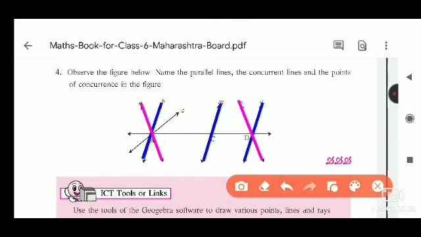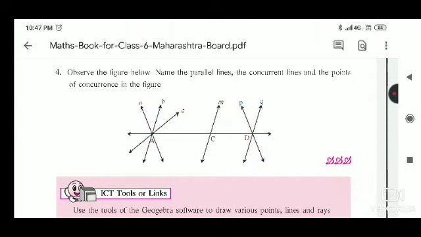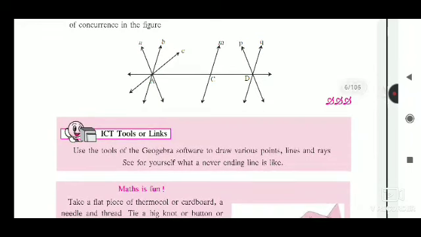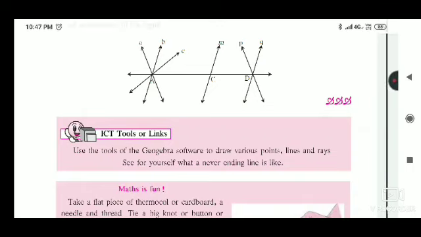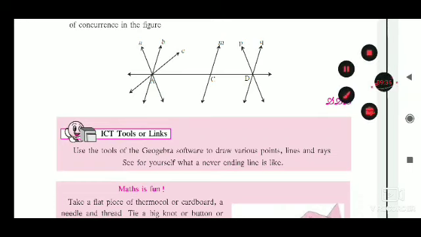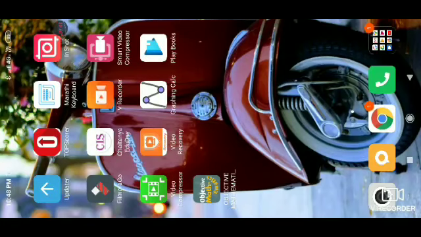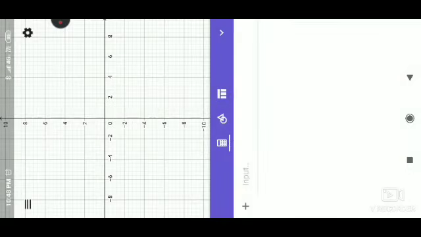Now after this we will see the next, that is the ICT tool. Here, what they told you is to use the tools of the GeoGebra software to draw the various points, lines and rays. So for that you have to go to the Play Store and download the GeoGebra app. Here is the GeoGebra app I have downloaded. I will show you how it works.